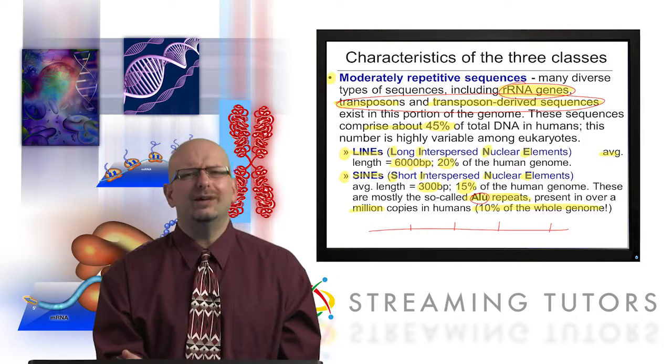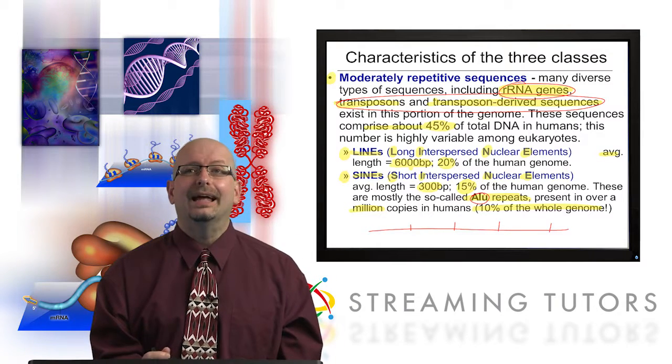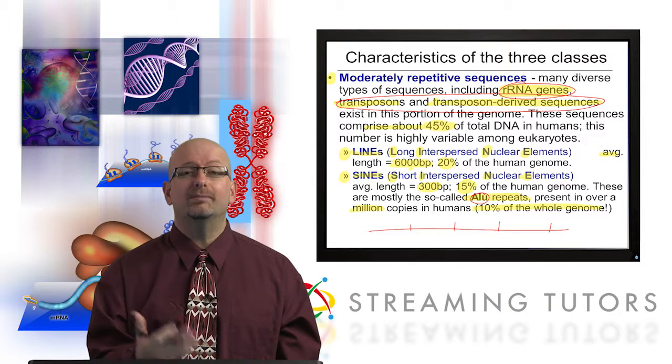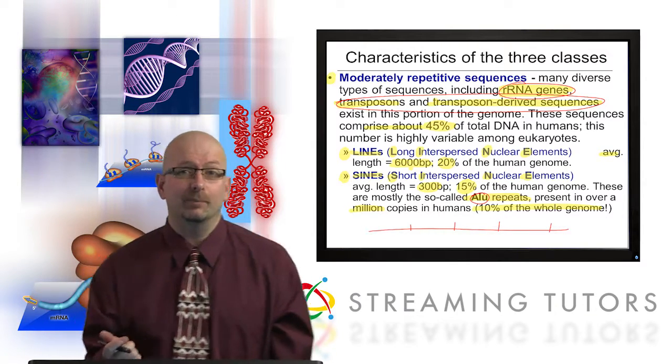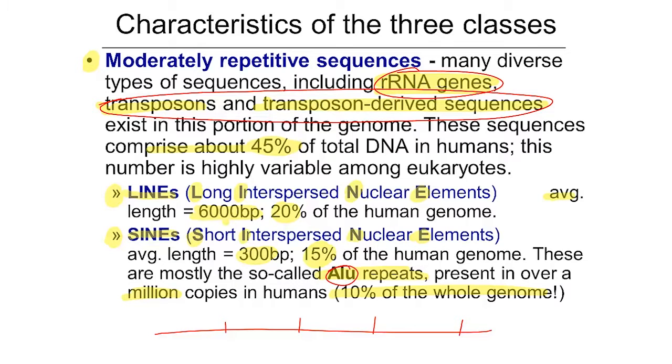So the ALU repeats, of all the things in your genome, are probably the largest, most interesting family of repetitive sequences. There may be 1 million copies of ALU relatives, but each particular element wouldn't be present in more than 10,000 copies.